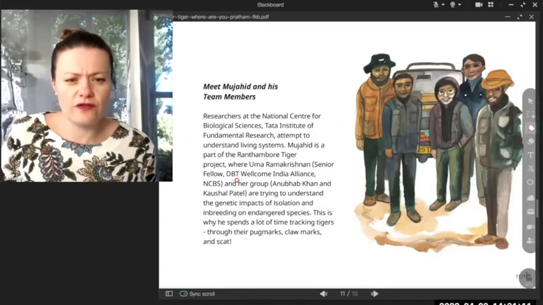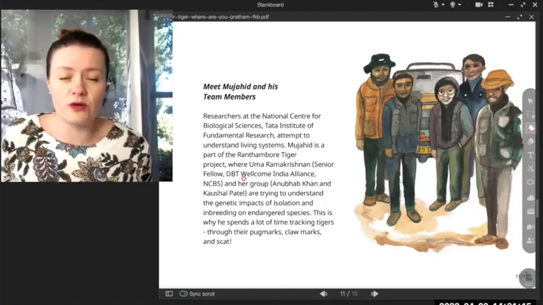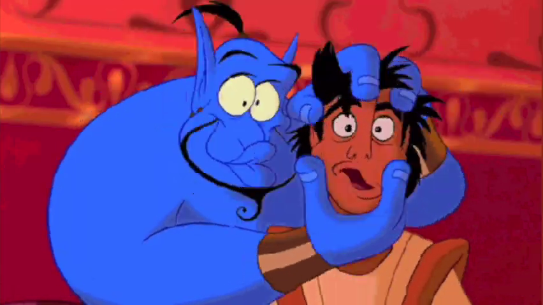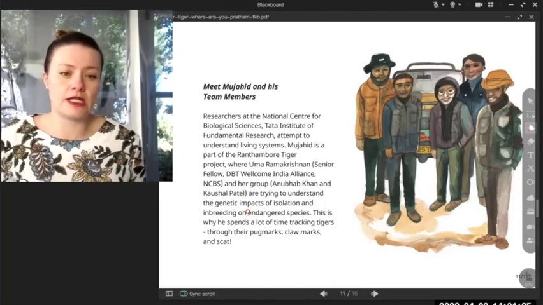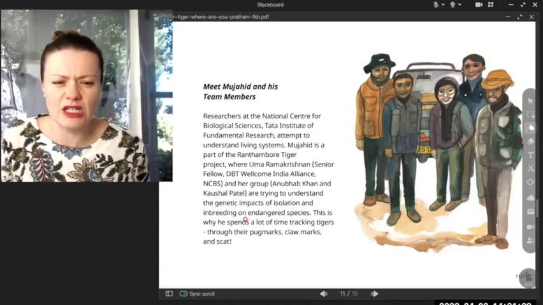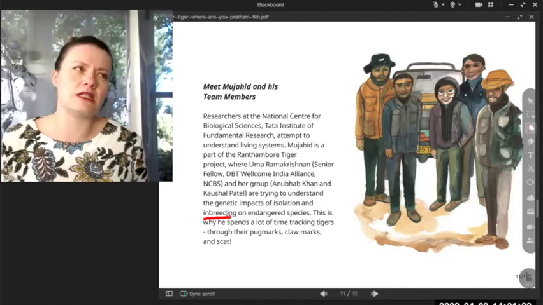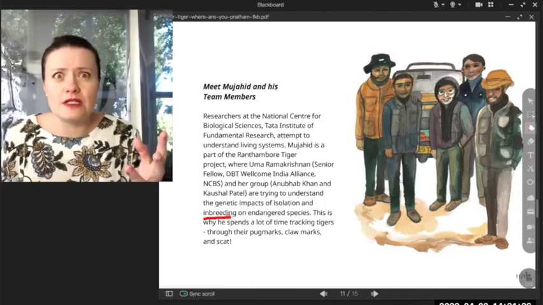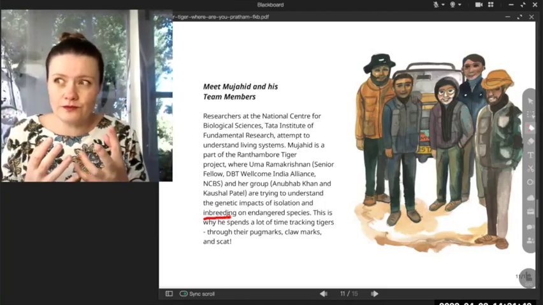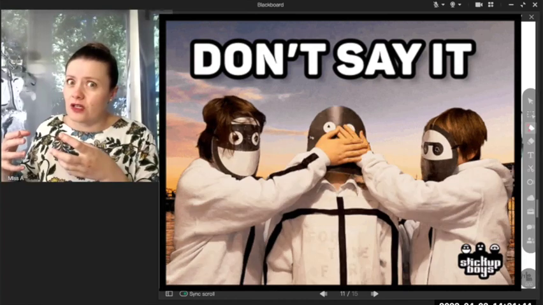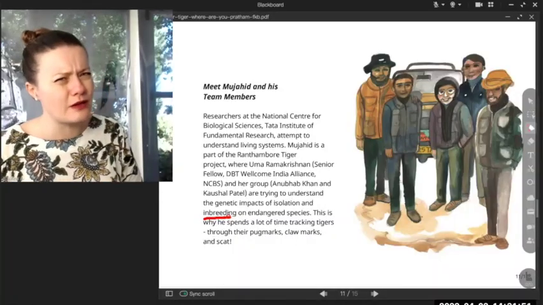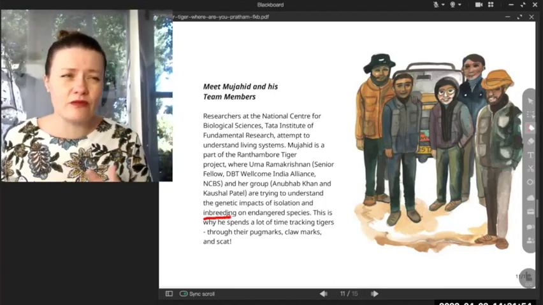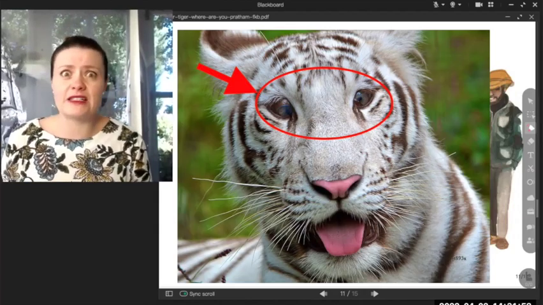Where Uma Ramakrishna, Senior Fellow, DBT. Wow, these are lots of big words. Welcome India Alliance, NCBS, and her group, which are all these people, are trying to understand the genetic impacts of isolation and inbreeding on endangered species. Now, the word inbreeding means, sometimes if there's not enough of one particular group of animal, the daddy, he will also make babies with the little baby daughter. So that can become a problem, especially with tiger families in general, because inbreeding produces a lot of really bad side effects.